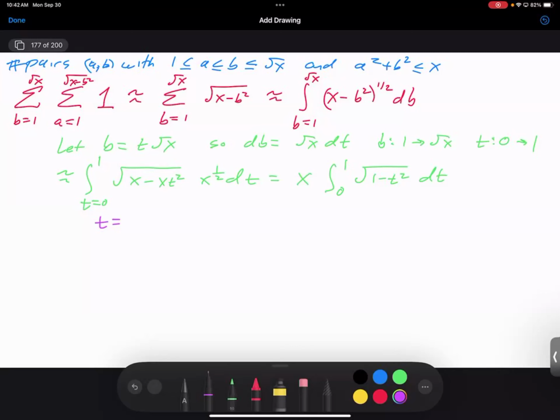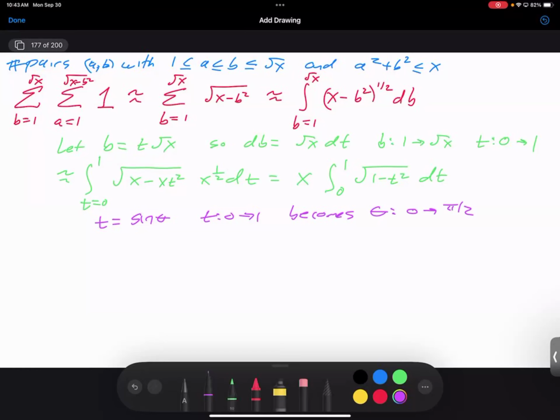So can you think of any relationships where 1 minus something squared is the square of something nice? Yes, cosine, sine. Do you want t to be sine or cosine? It starts at 0 and goes up to 1. So do you want that to be the sine or the cosine? Sine. So take t to be the sine of theta. Then t goes from 0 to 1 becomes theta goes from 0 to pi halves.